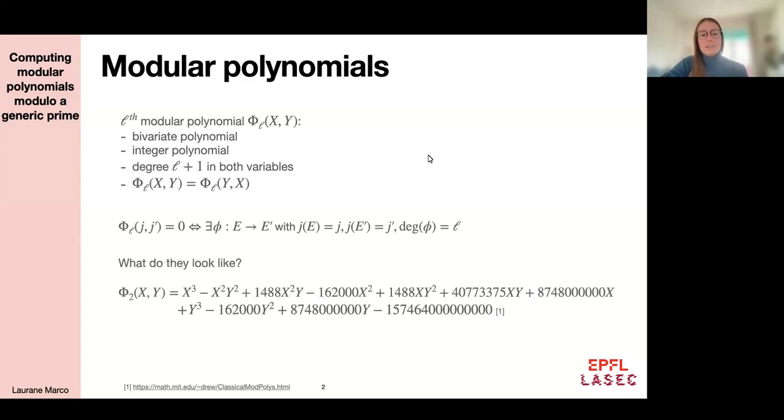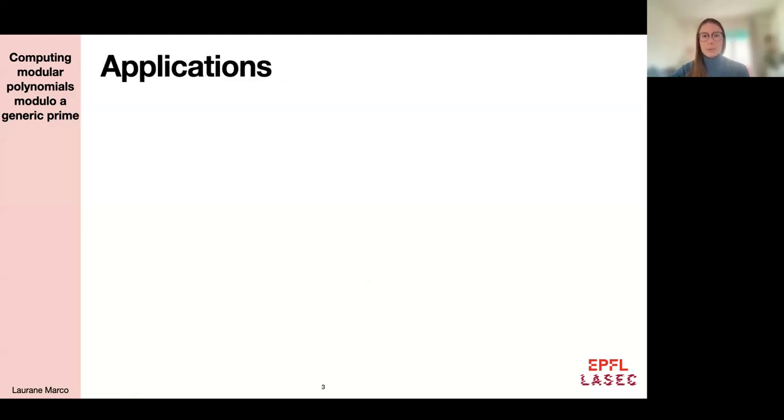And what do these polynomials look like? For example, this is Phi_2 of X, Y, taken from a database by Andrew Sutherland. You can already see that Phi_2 is quite a big polynomial, the coefficients are growing quite a bit. So you can imagine that if you go to bigger values of L, it's going to be quite hard to write down. In fact, the total size of Phi_L for general L is of the order of L cubed log L.